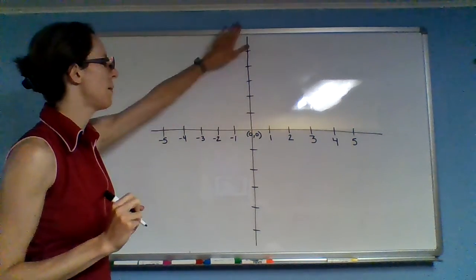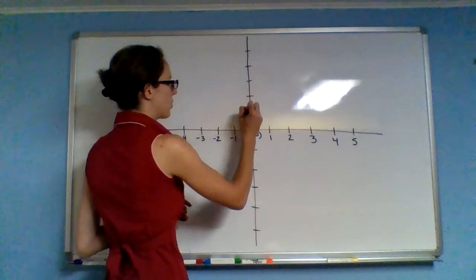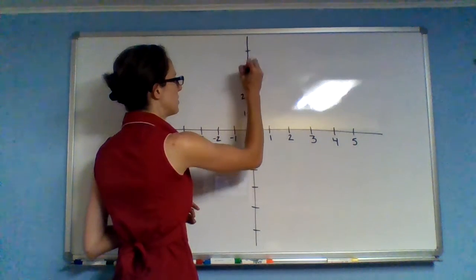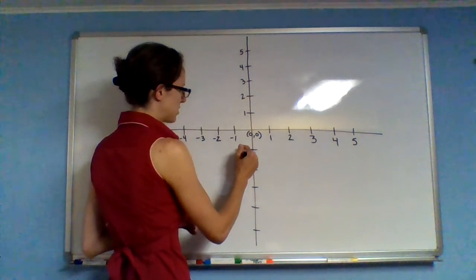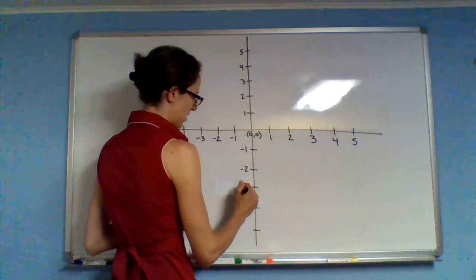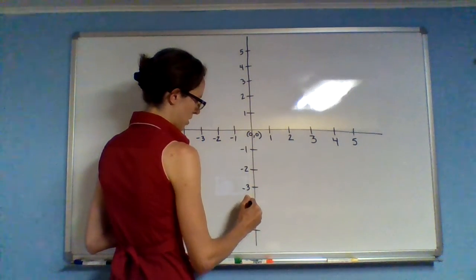As we move up from the origin, our y values are positive. As we move down from the origin, our y values are negative.